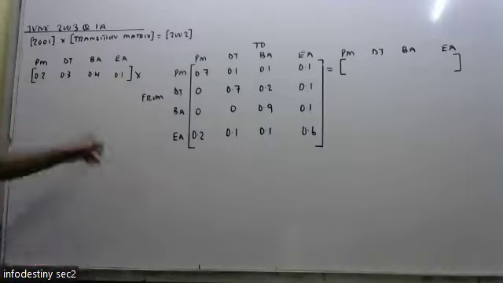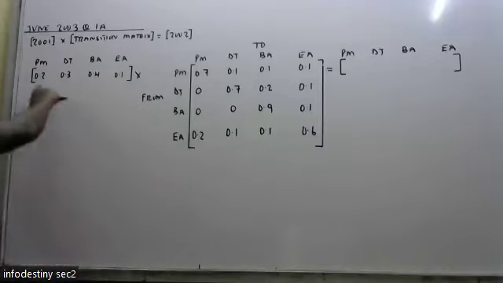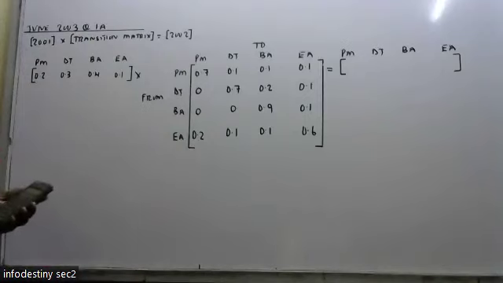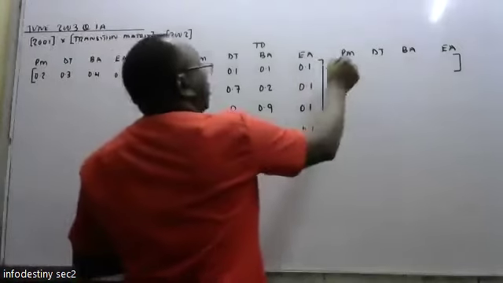So we start to multiply. As usual, we normally take these ones multiplied by this. So it will be 0.2 times 0.7 plus 0.3 times 0 plus 0.4 times 0 plus 0.1 times 0.2. So the answer is 0.16.